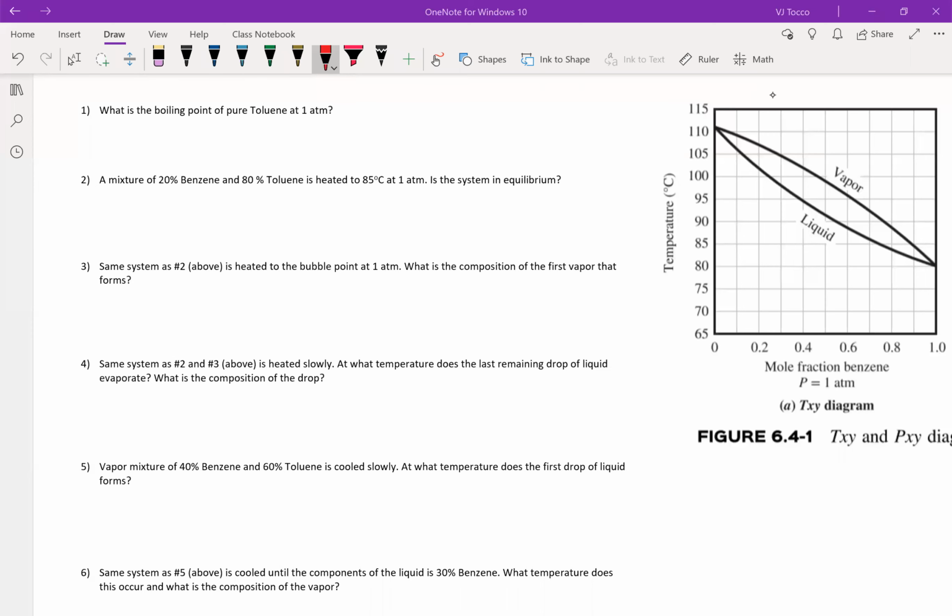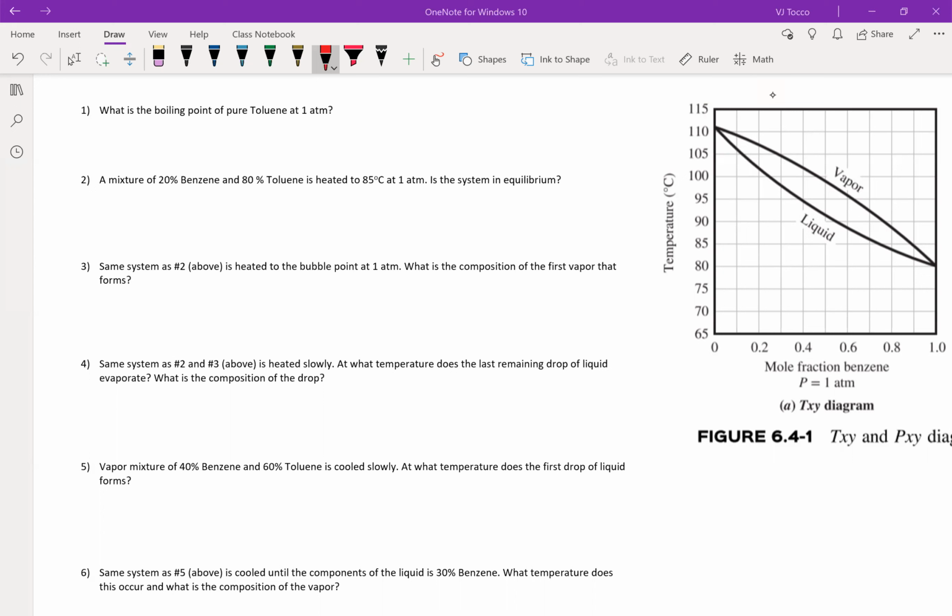In this video, I've prepared some short questions that can all be answered by inspection of the TXY or the PXY diagram. And this will be good use in practicing using these TXY, PXY diagrams to solve phase equilibrium questions that involve multiple condensable components.